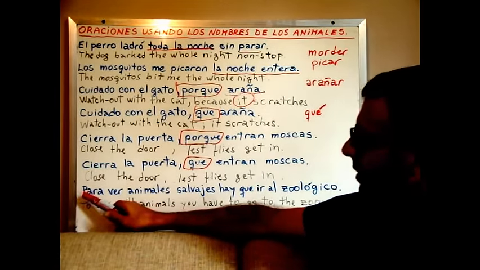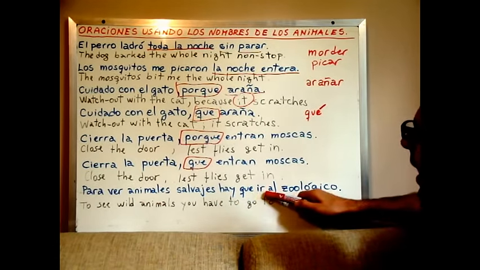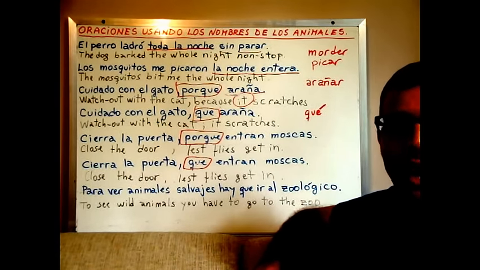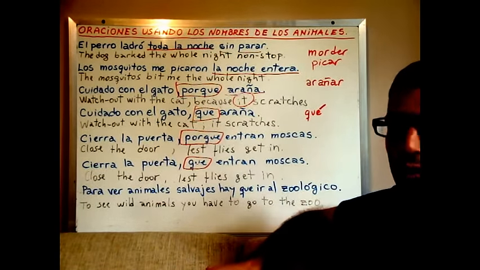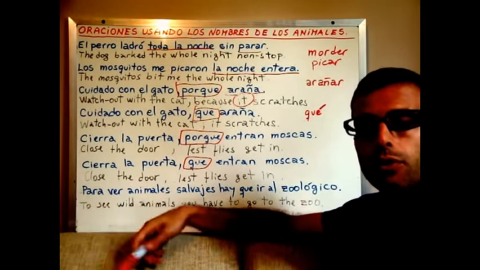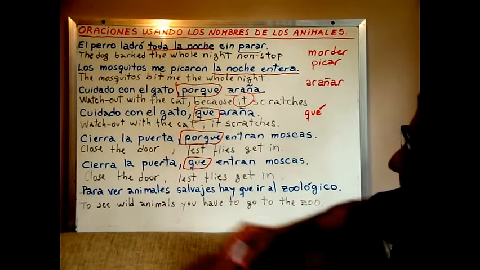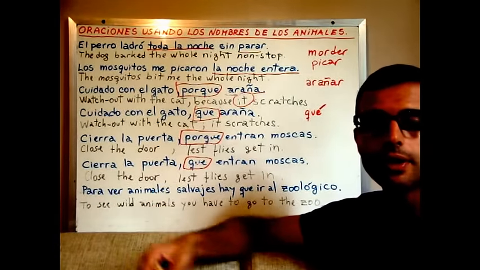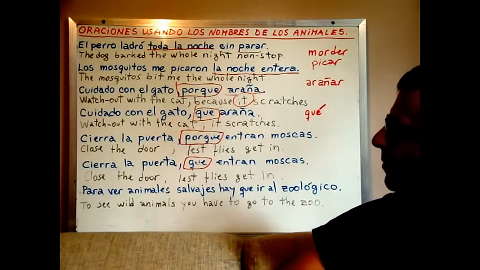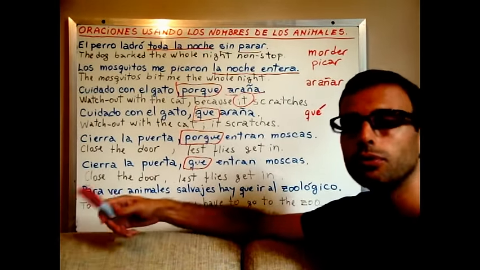Our last sentence is: para ver animales salvajes hay que ir al zoológico. Para would be like saying to or in order to, okay? Para has two meanings. Para can mean for somebody, right? Para ti, for you. Para él, for him. And para, in this case, has another meaning that means in order to, right?